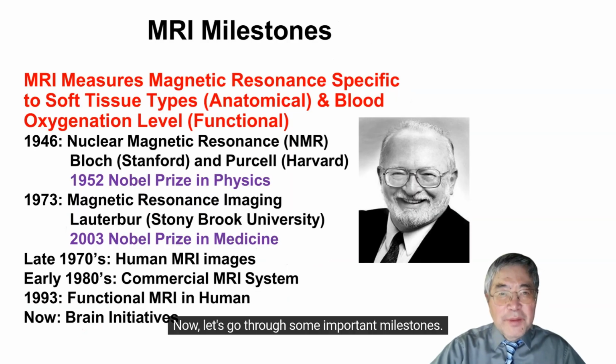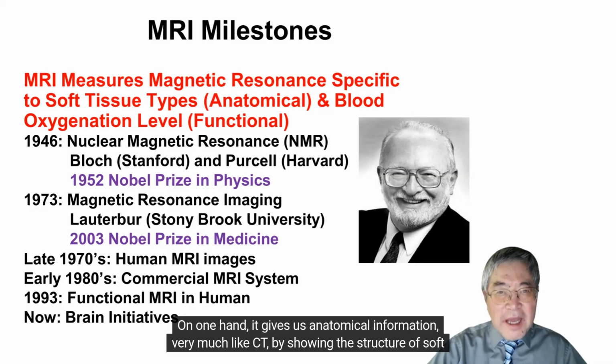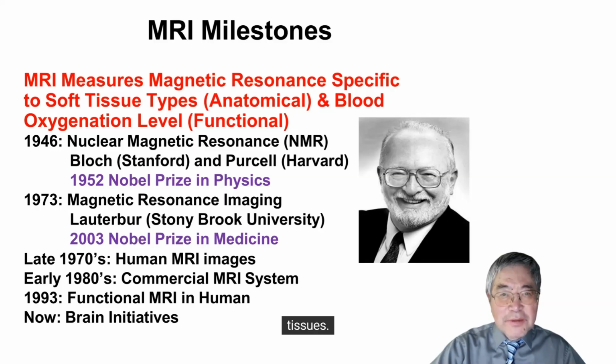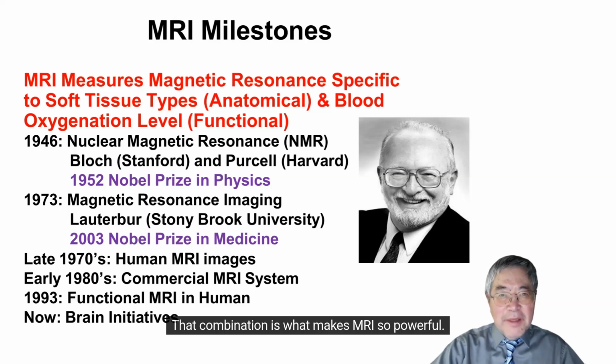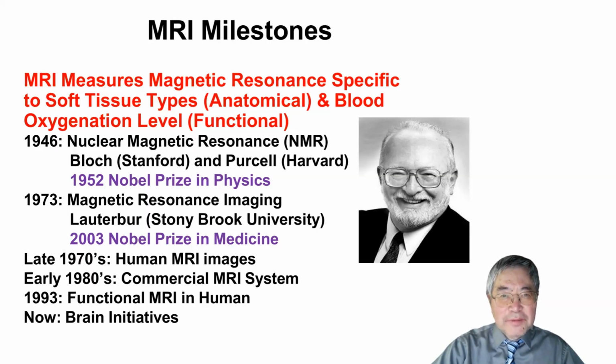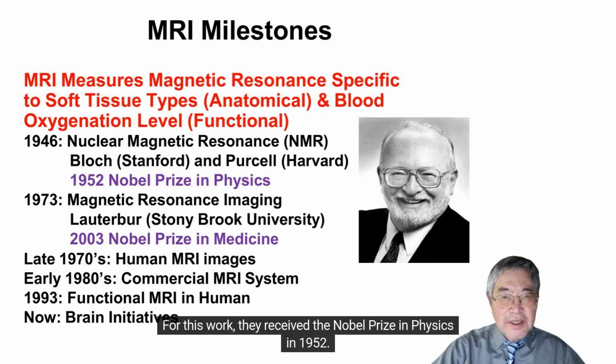Now let's go through some important milestones. MRI is unique because it can provide two types of information. On one hand, it gives us anatomical information, very much like CT, by showing the structure of soft tissues. On the other hand, it can measure blood oxygenation levels, which adds functional information. That combination is what makes MRI so powerful. The story begins in 1946, when Bloch at Stanford and Purcell at Harvard discovered nuclear magnetic resonance. For this work, they received the Nobel Prize in Physics in 1952.